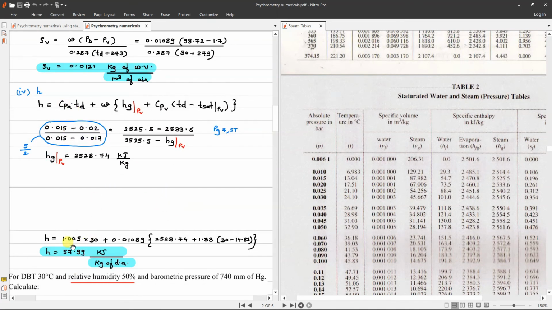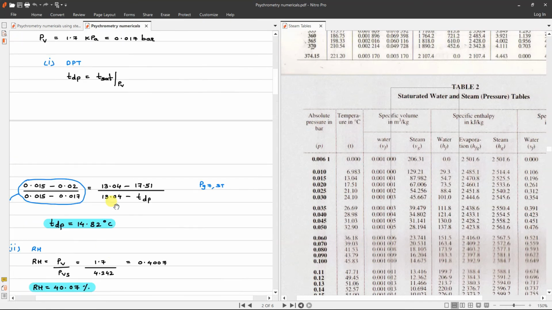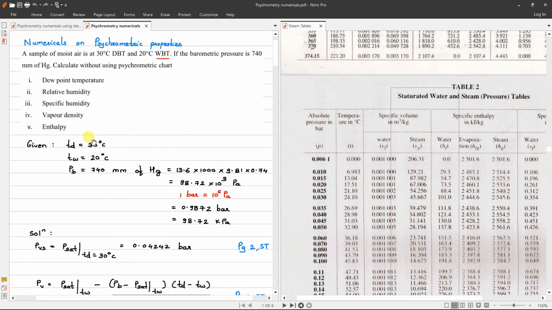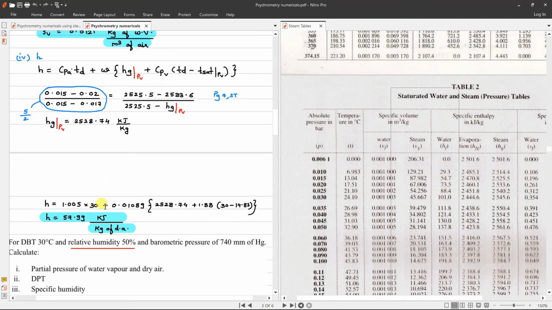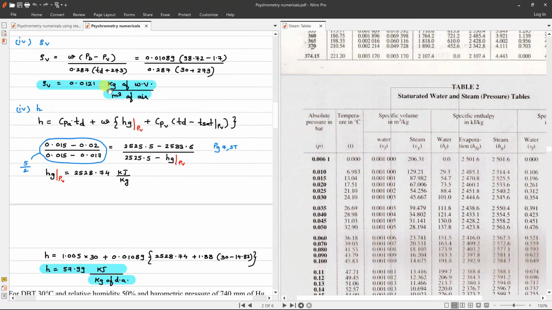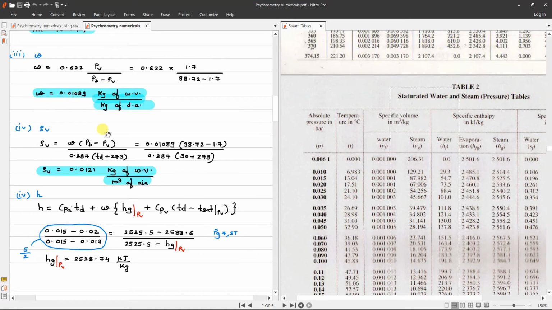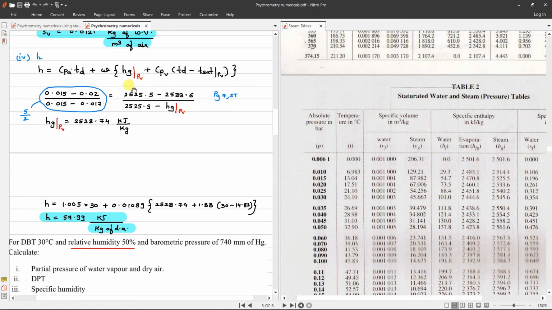Cp of air is 1.005 into the dry bulb temperature of air, which is 30 degrees Celsius, plus the specific humidity we have calculated, 0.01089, in bracket Hg at PV, 2528.74, plus CPV, remember this value, it is 1.88 kilojoule per kg Kelvin, in bracket TD minus Tsat at PV. What is this TD? 30, minus what is Tsat at PV?